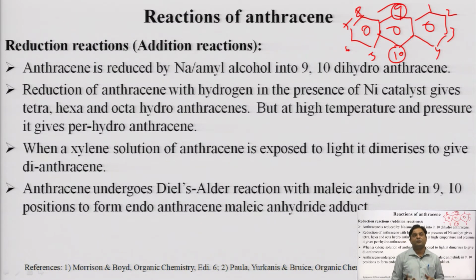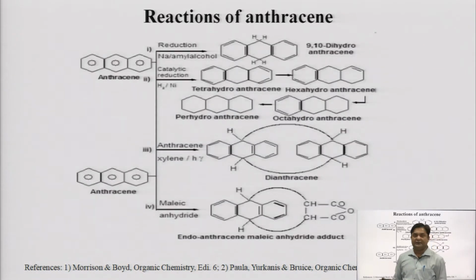Anthracene can also undergo Diels-Alder reaction with maleic anhydride at the 9,10 positions to form the endo-anthracene maleic anhydride adduct. We know that in a Diels-Alder reaction we need one dienophile and one diene. Here, maleic anhydride is acting as the dienophile and anthracene is acting as the diene. Because of the addition of both, we get an adduct known as endo-anthracene maleic anhydride adduct. This is the representation of these reactions.